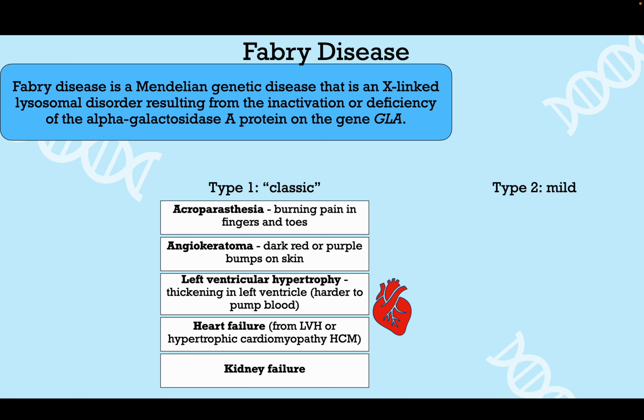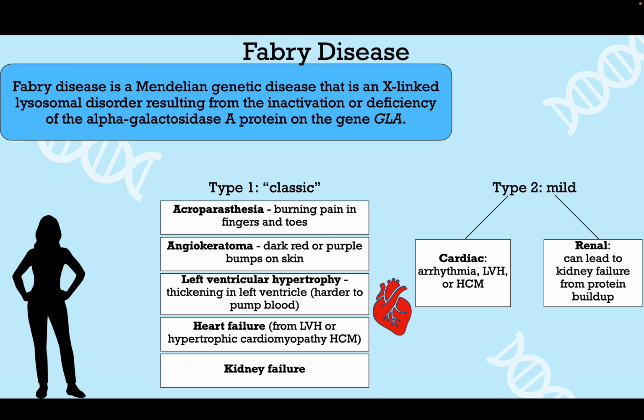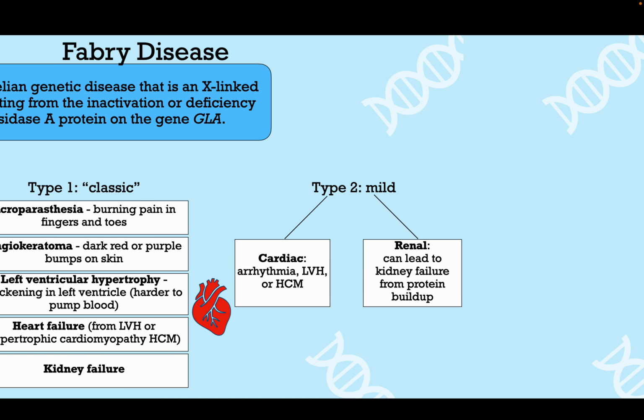Now, type 2 has a milder onset. It can be categorized into two main variations. There's the cardiac variant, where patients experience cardiovascular symptoms like arrhythmias, or irregular heartbeats, and the LVH and HCM that we saw in type 1. There's also the renal variant, where patients experience symptoms related to kidney failure. Now, I dropped a lot of terms here, so let's break this down step by step, starting from the beginning.